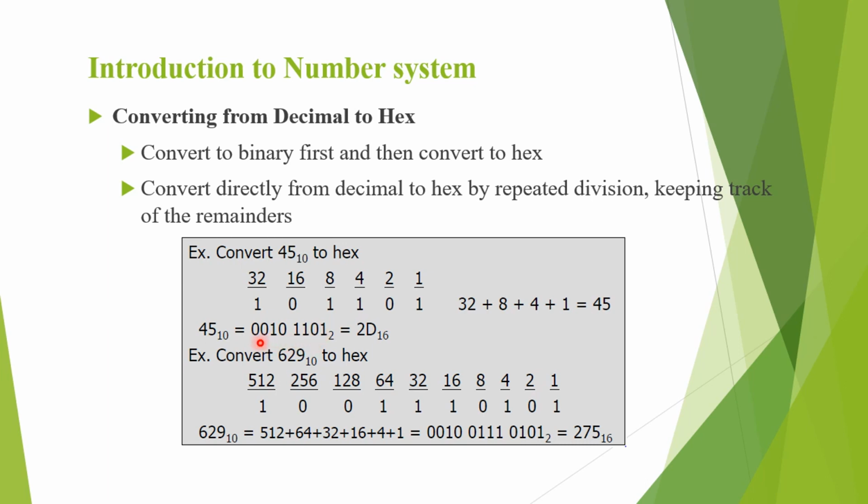So now this has to be converted to hexadecimal. 0010 is 2, 1101 is D. So 0010 is represented as 2, 1101 is D. So the hexadecimal representation is 2D.